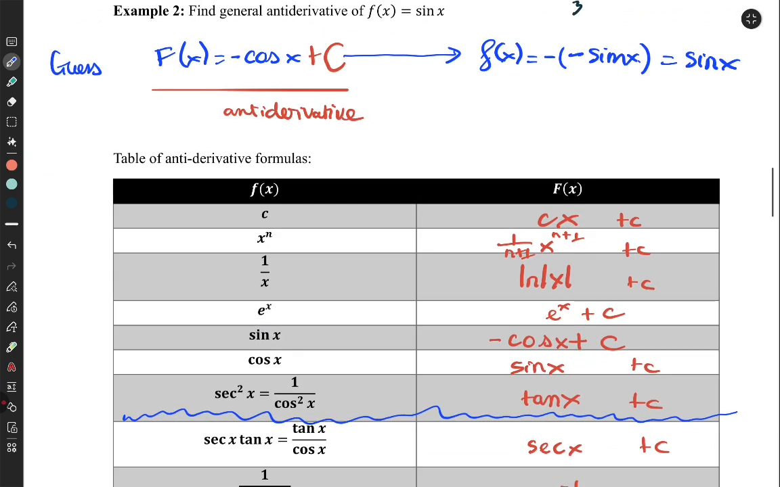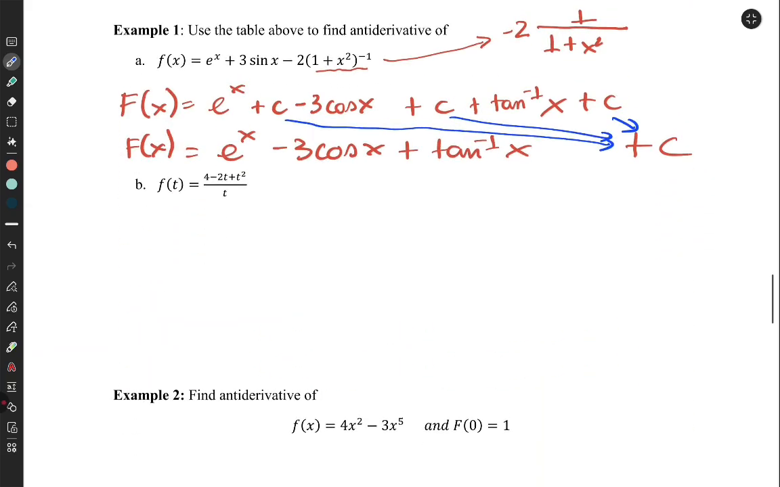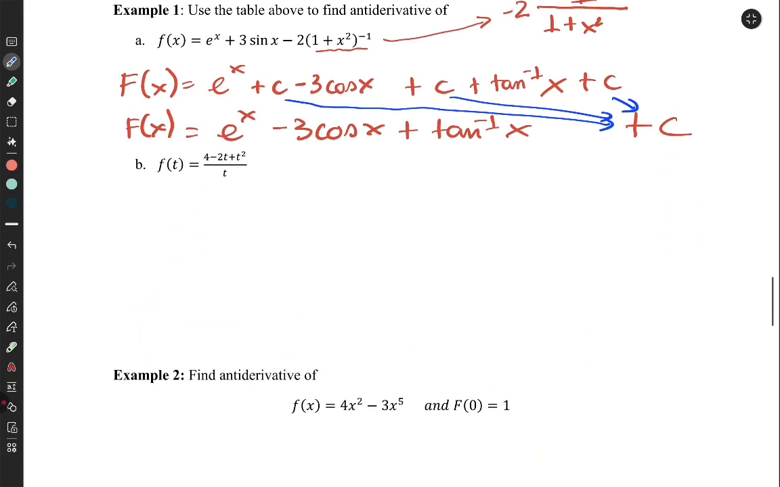Second, you have another three rules that dictate everything you've been doing for the last month. The first one, product. Third one, quotient. Last one, chain rule. None of those three exist here. There's no quotient rule. There's no product rule. There's no chain rule.